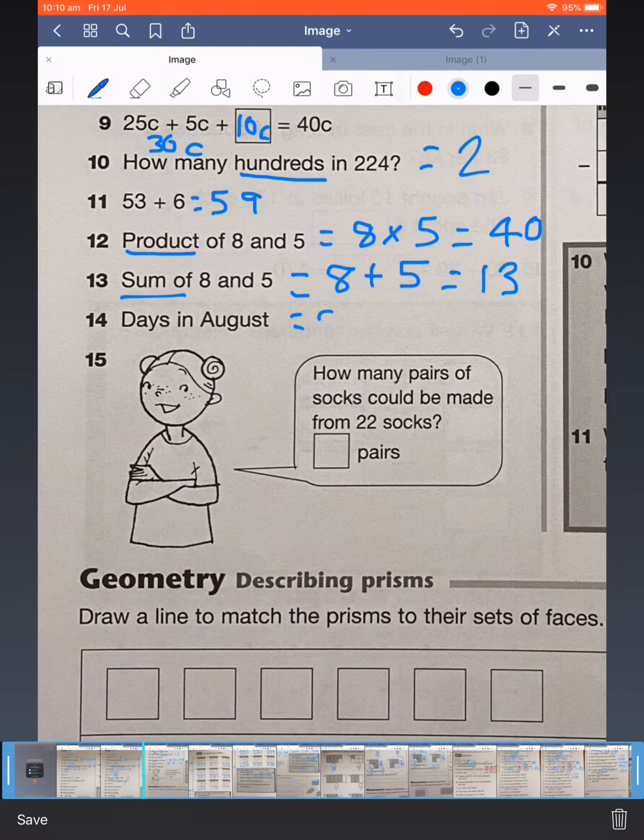Okay, how many pairs of socks could be made from 22 socks? Okay, so 22 individual socks, and if we put them into pairs, that's putting them into groups of 2. So then how many pairs would we have? How many groups of 2? Yeah, that's right. So you divide it by the 2. That's it. So the answer is 11. Very good. All right, let's go up to the top to set number 2.